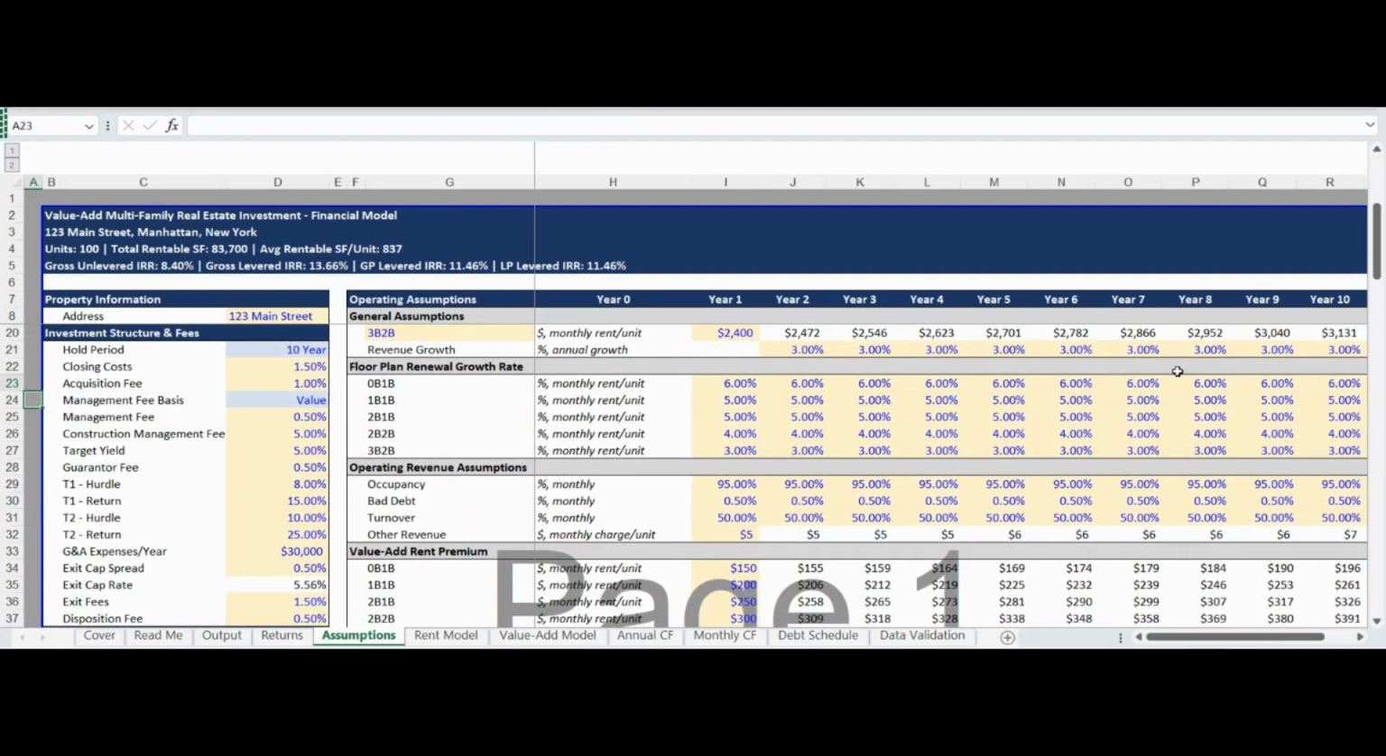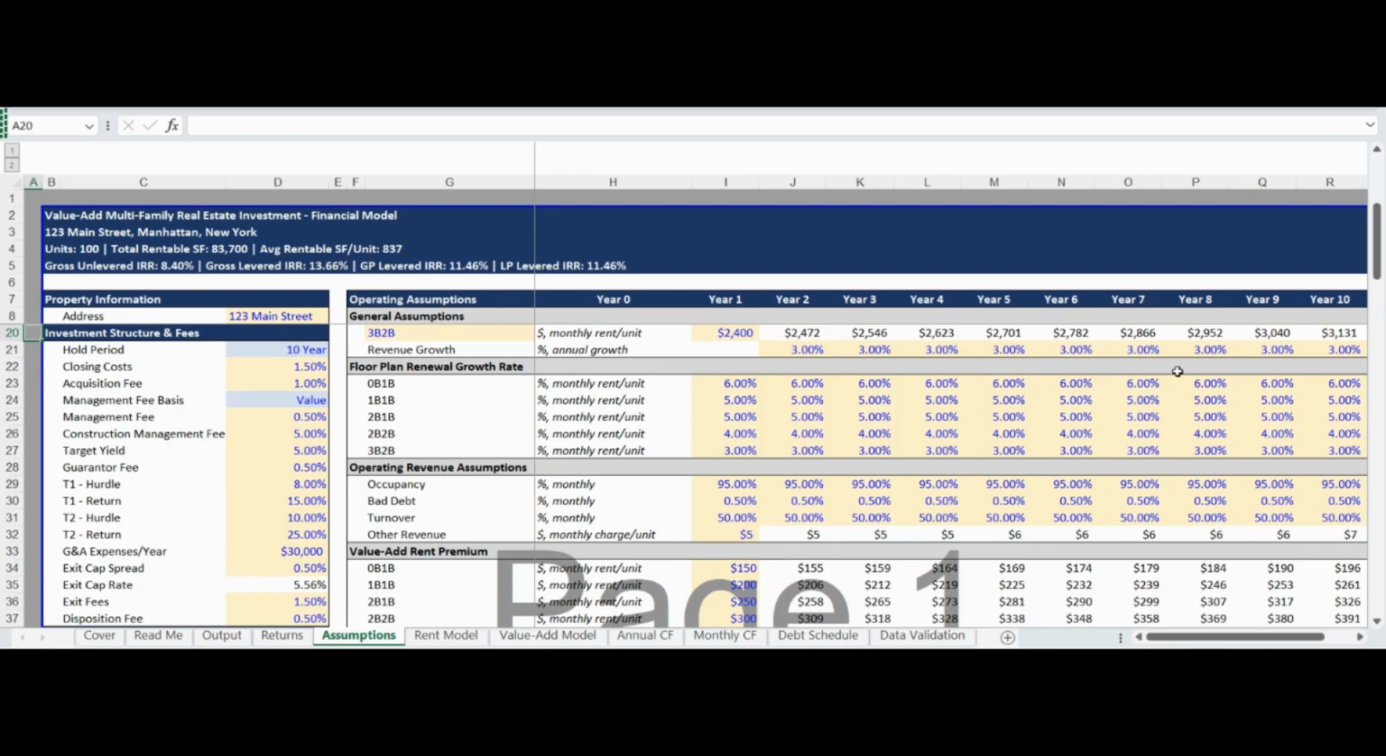The following section includes the investment structure and fees associated with the transaction. The model can accommodate up to a 10-year investment hold period. The model is pre-built to charge acquisition fees as well as asset management fees calculated based on value, equity, or cost, construction management fees for completing capital projects, as well as loan guarantor fees.